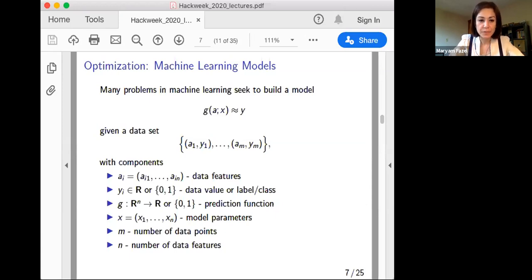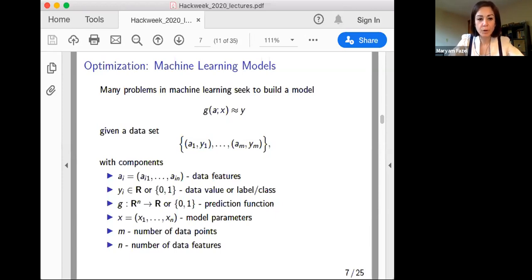First, the data. Each pair (a_i, y_i) shown here is a data point. It consists of an n-dimensional feature vector, that's a_i. So a_i1 to a_in are the list of features for the ith data point. And a value y_i, which can be a real number, or it can be a discrete class label, for example, 0, 1 for binary classification.